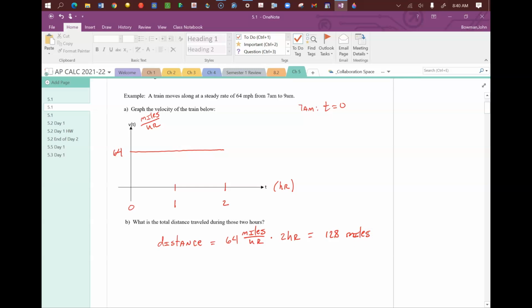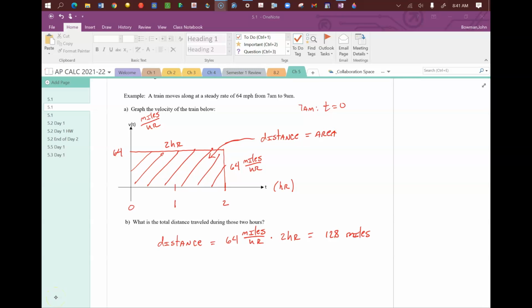Now, how is that related to an area under a curve? If you look at the graph above and draw a vertical segment to form this rectangle, the height of that rectangle is 64 miles per hour, and the length of that rectangle is 2 hours. If you multiply those two, the hours cancel out and give you 128 miles, but that is also the area of the rectangle, or the area between the curve and the horizontal axis. So the distance is represented by this area.